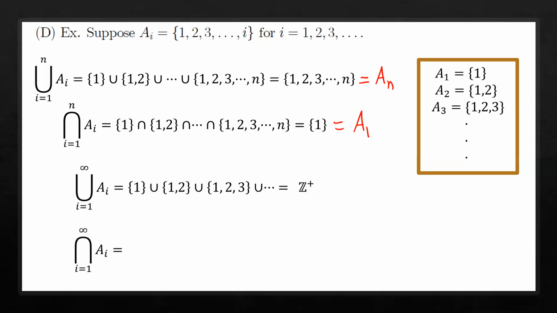What about the intersection? What about intersecting A1 through A2 all the way through to infinity? Well, it doesn't matter. We can see that happening from the second line there. The only element they're all going to have in common is 1. So the infinite intersection of A_i is A1.